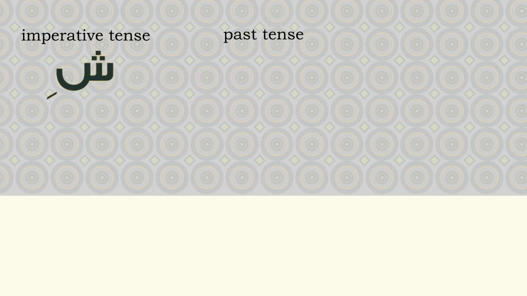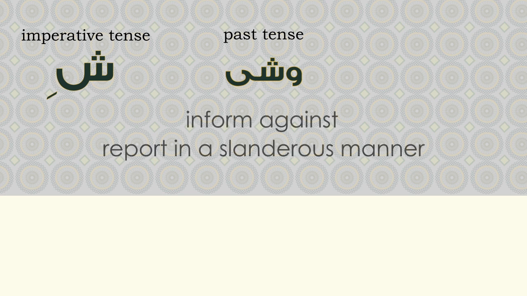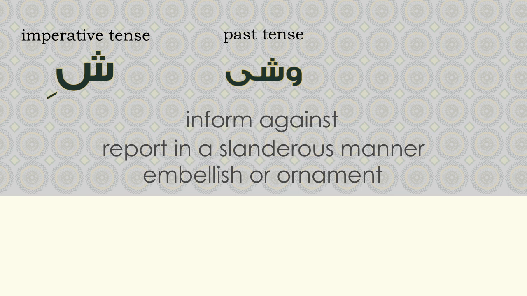Fifth, shi. The past verb is washa, which means inform against, report in a slanderous manner. It also has another meaning, which is to embellish or ornament clothes or wood, and so on. The present tense is yashi.